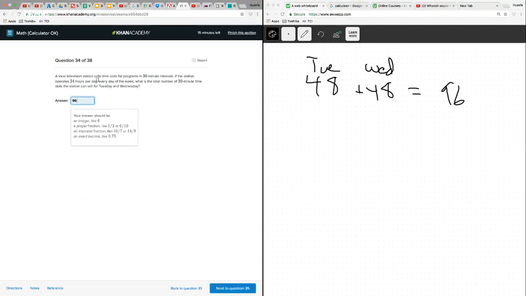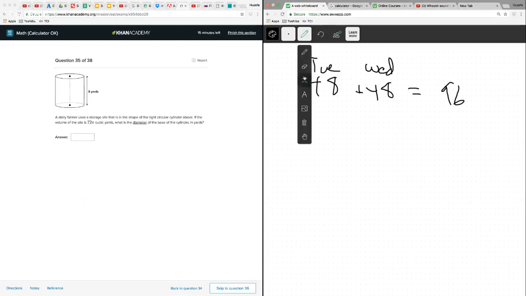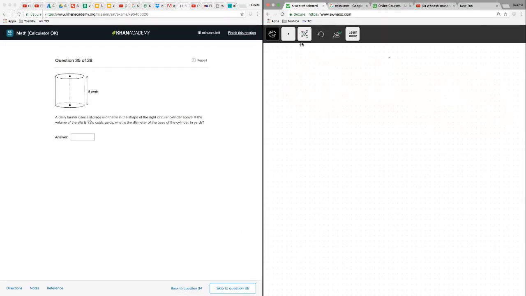All right. I know these get tougher as we go on. Now, see, now we're in cylinders. This is no joke, but they offer you a formula for cylinders at the beginning if you need it. A dairy farmer uses a storage silo that is the shape of a right circular cylinder. If the volume of the silo is 72 pi cubic yards, what is the diameter?